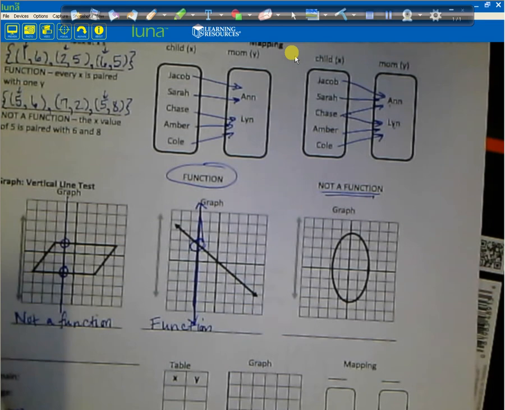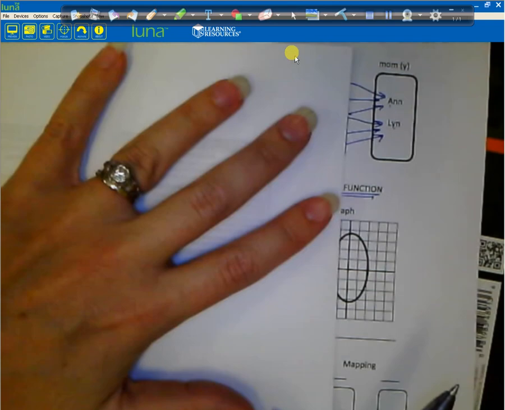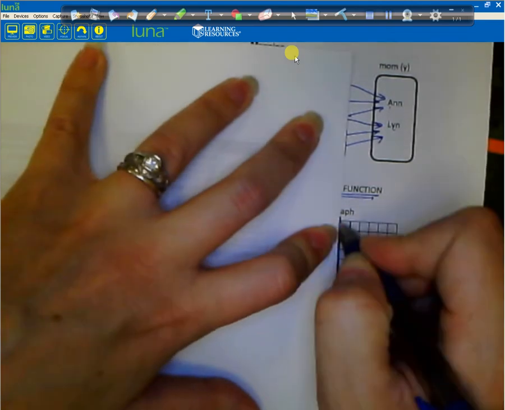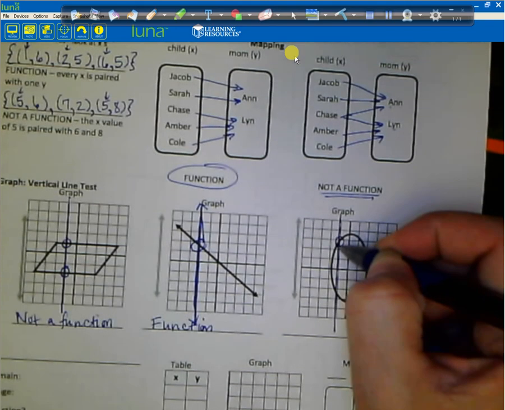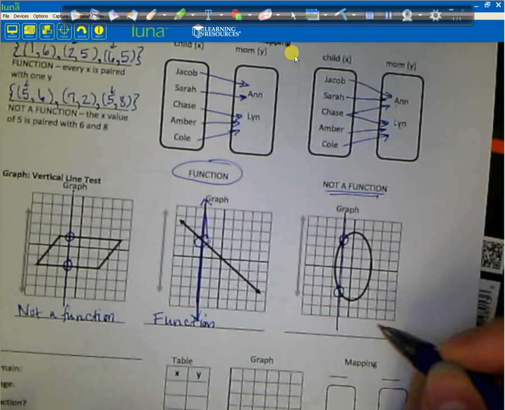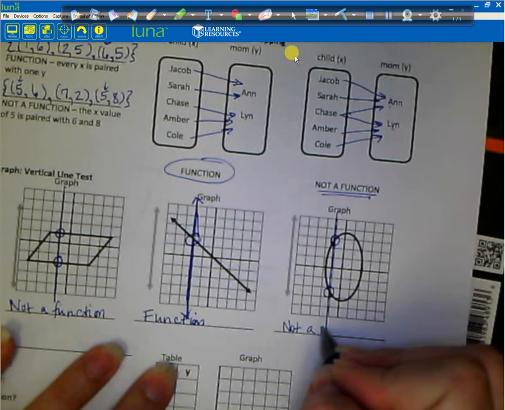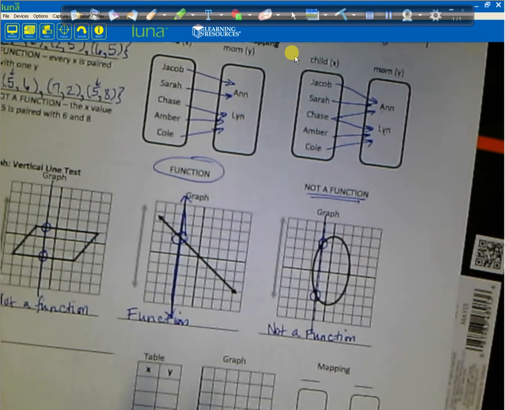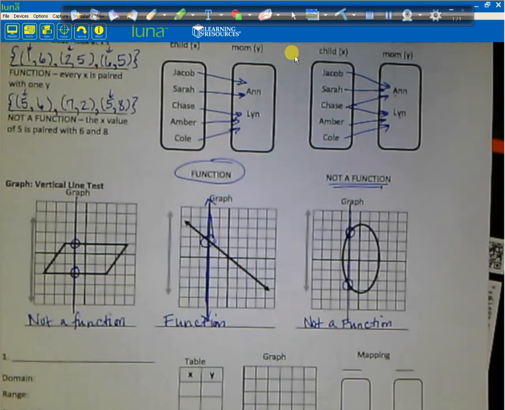All right, on our last vertical line test, again, I'm going to pick that same spot and draw a line. Try to draw a better line this time. All right, and then you can see that it intersects with my graph here and here. And because it intersects in 2 points, it is not a function. So you need to write that in. Make sure that you have the vertical line test drawn on each of those 3 graphs and that you have at the bottom whether or not they are a function.